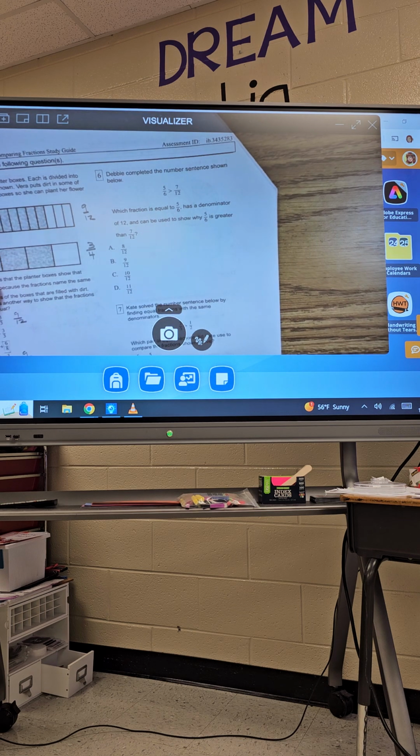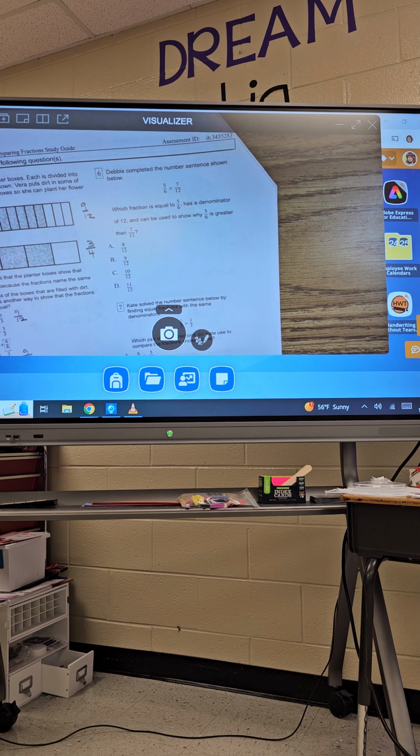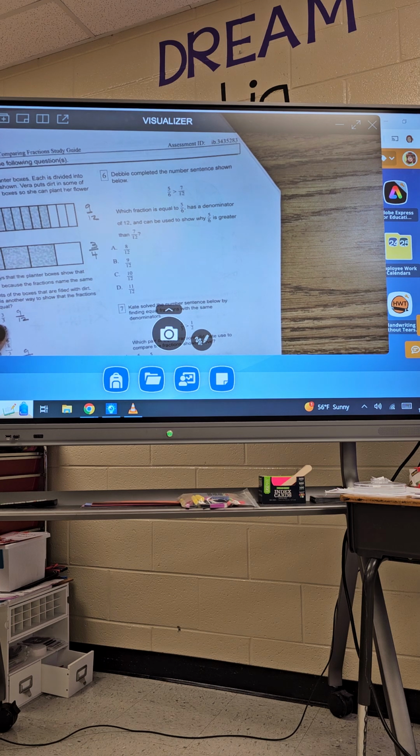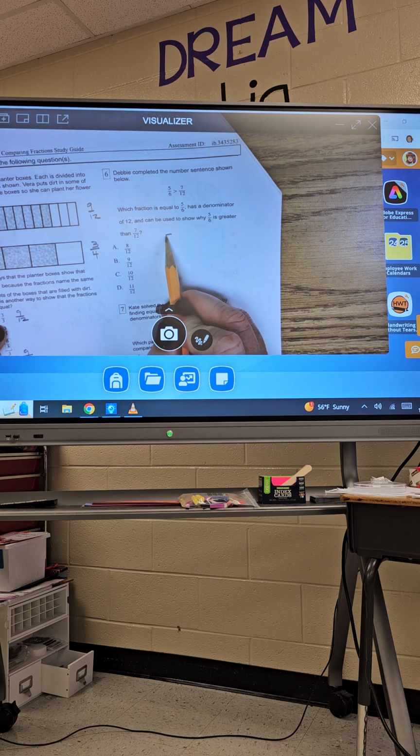Number 6. Debbie completed the number sentence shown below. 5/6 is greater than 7/12. Which fraction is equal to 5/6, has a denominator of 12, and can be used to show why 5/6 is greater than 7/12? Again, we have to make an equivalent fraction from 5/6 into 12ths.